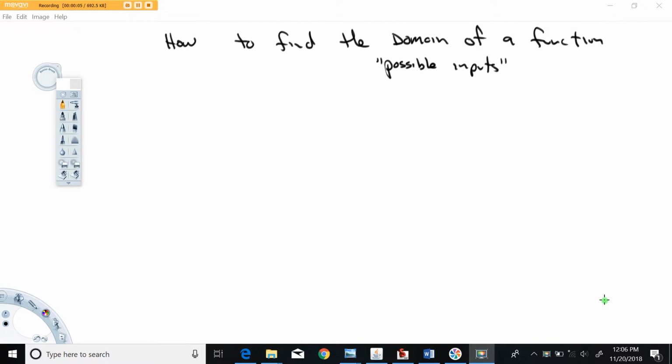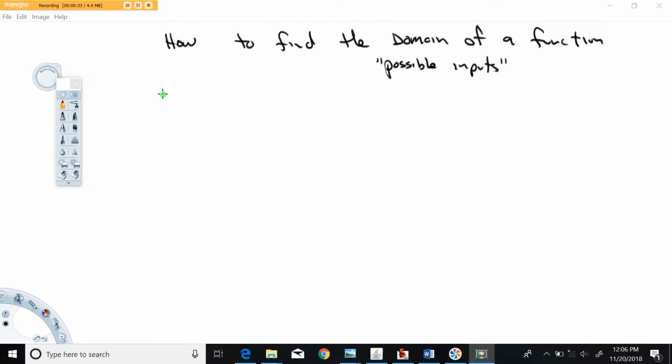I'm making this video to help teach you how to find the domain of a function, and specifically we're talking about algebraic functions. When I think of domain, when it comes to algebra problems, what we're looking for is possible inputs. Usually the inputs are x values, so we're looking for the possible inputs that can go into a function. So when you're trying to determine the domain of a function, this is my advice.